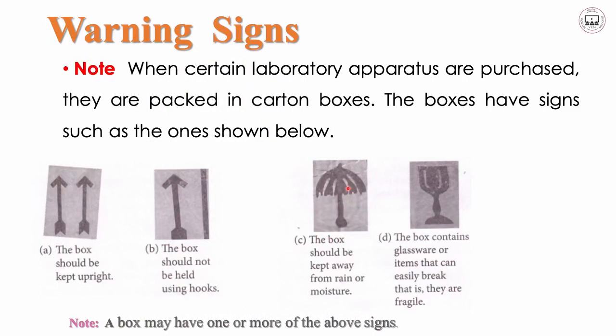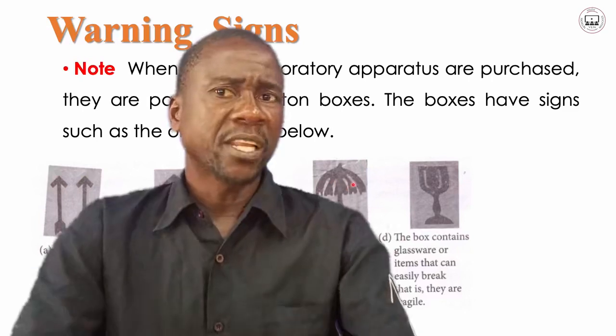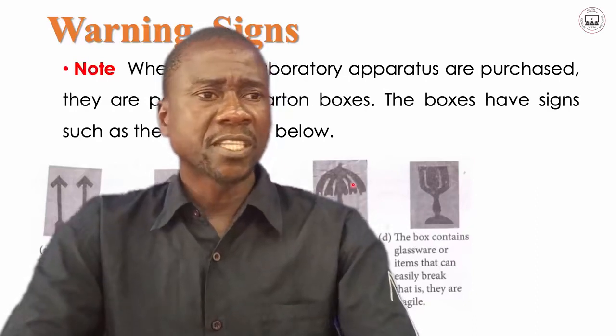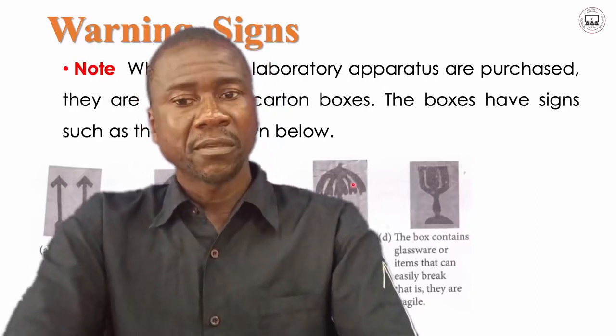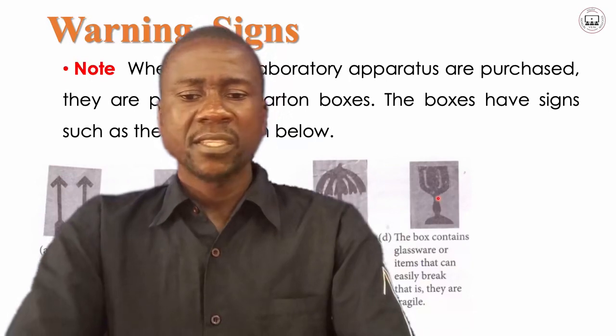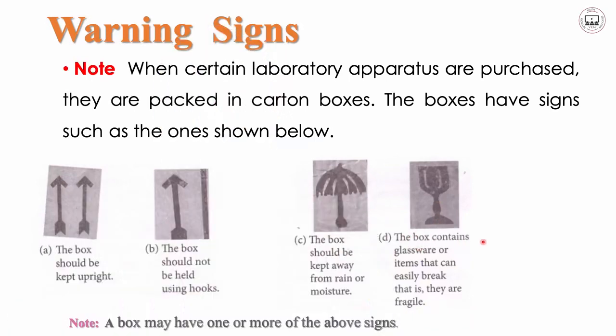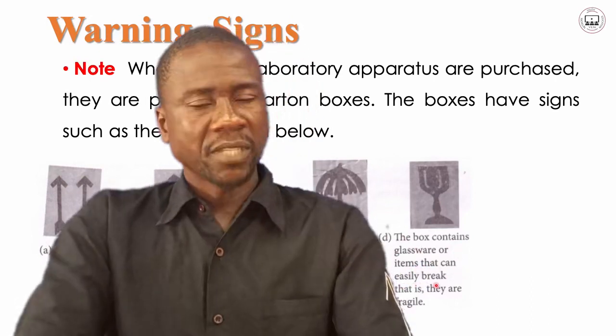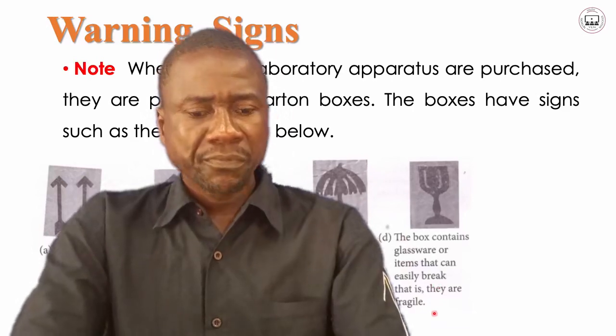And then another sign is more like the shape of an umbrella. You may know the use of an umbrella. An umbrella is shielding someone from rainfall. So this is telling you that the box should be kept away from rain or moisture. Then another kind of sign is more like the shape of a tumbler glass, and this is telling you that the box contains glasswares or items that can easily break. They are fragile.